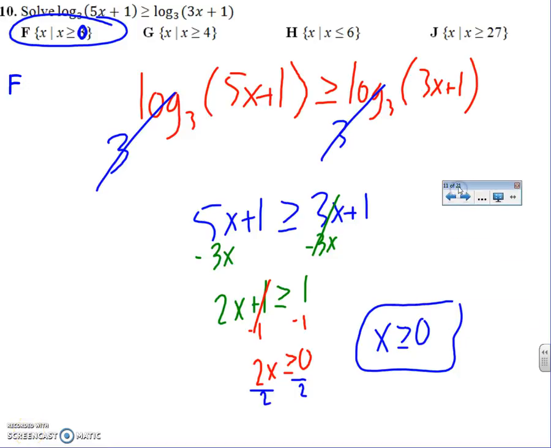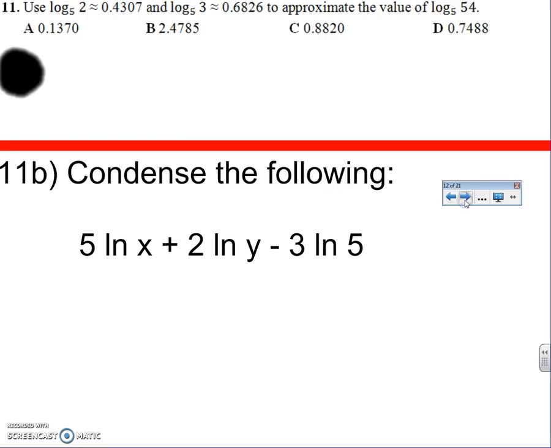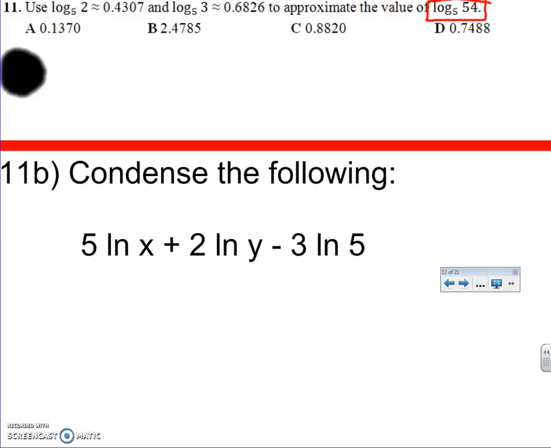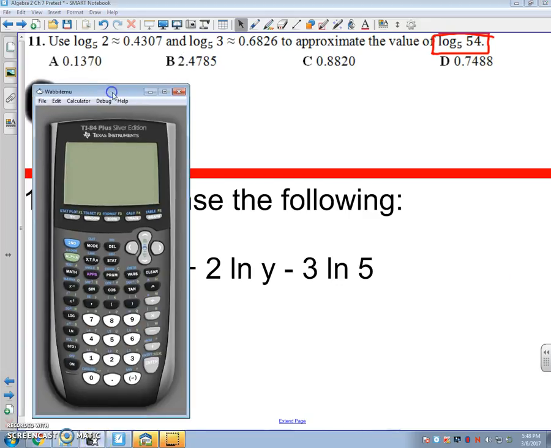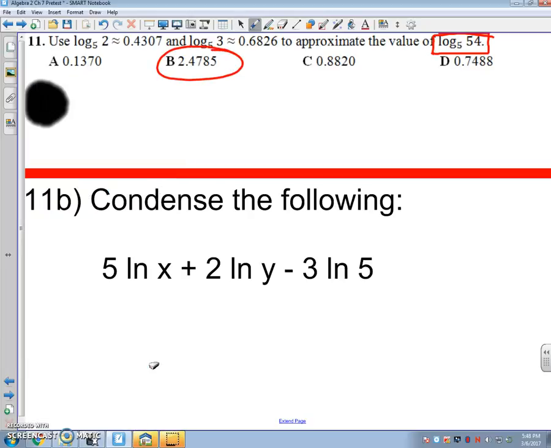So we just finished number 10. There's a typo in the answer. Number 11, don't even worry about that. It says, approximate the value of log base 5 of 54. Y'all can just use a calculator for that. So let's do that real fast. Log base 5 of 54 gives me 2.4785. Answer was B. Good.